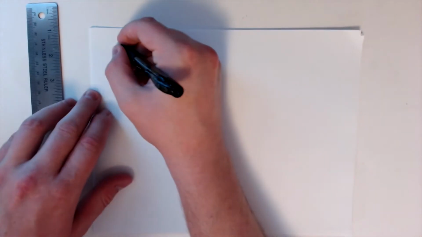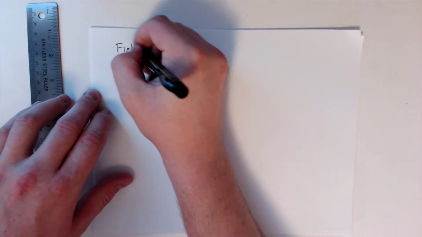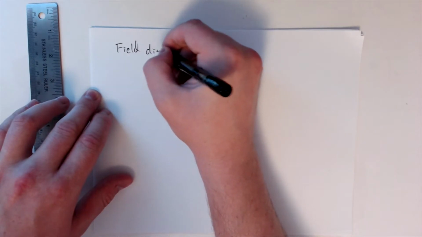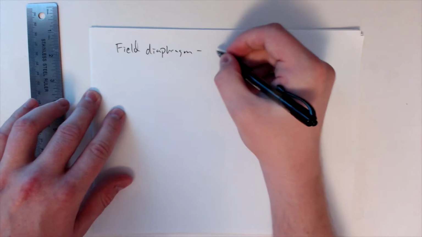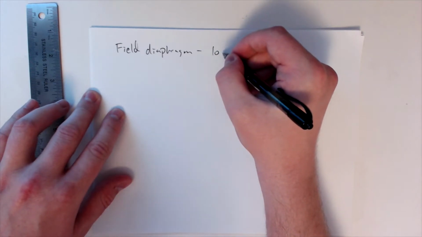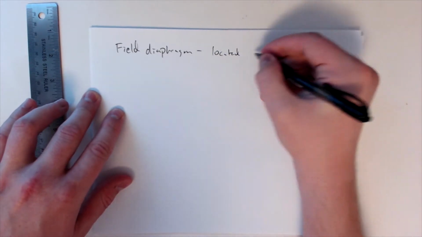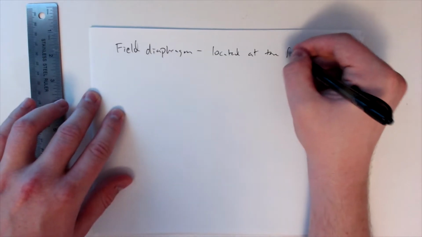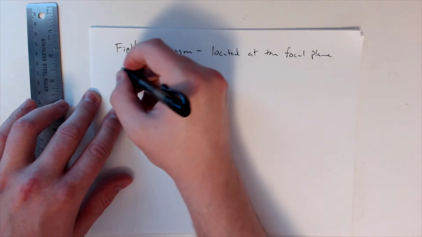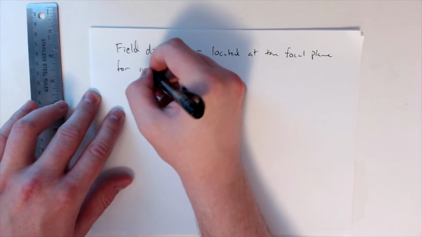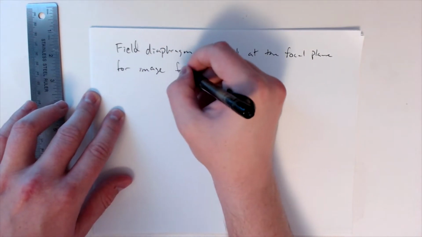All right, so the field diaphragm. This is, as you saw in the previous diagram, located at the focal plane for image formation.